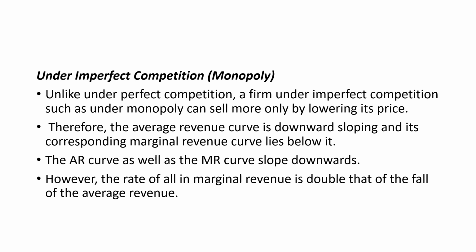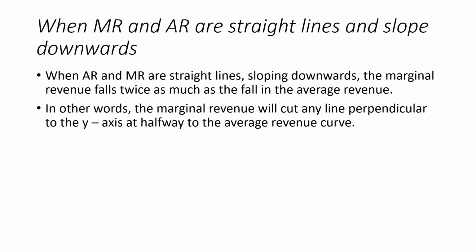Okay, that's it. So when MR and AR are straight lines and slope downwards, in this case the marginal revenue falls twice as much as the fall in the average revenue, the same thing that we have already understood. In other words, the marginal revenue will cut any perpendicular to the y-axis at halfway to the average revenue curve.